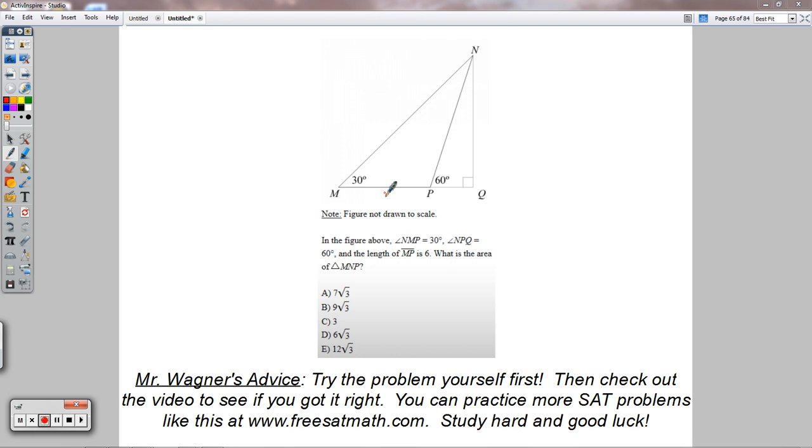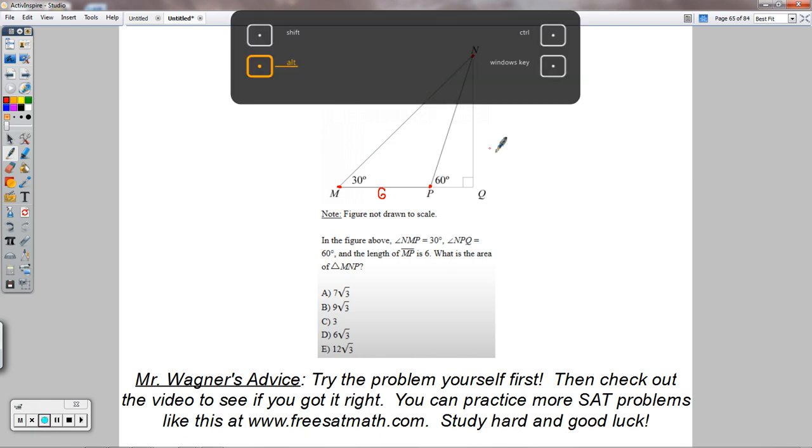I'm going to label that. That is not already labeled in the picture. So this is 6 from here to here. What is the area of triangle MNP? So M and P, we're trying to find the area of the triangle connected by those red dots.